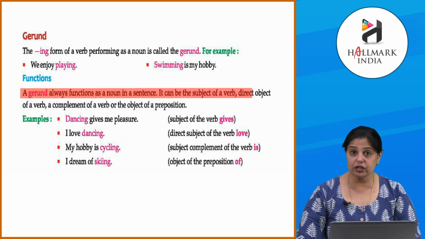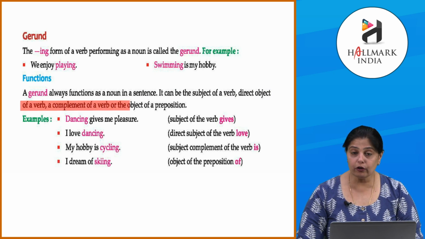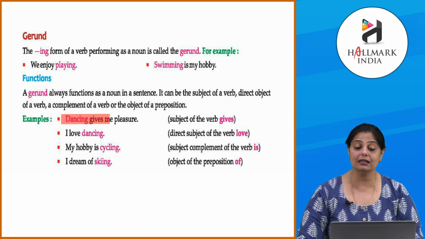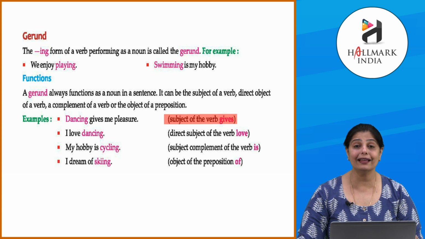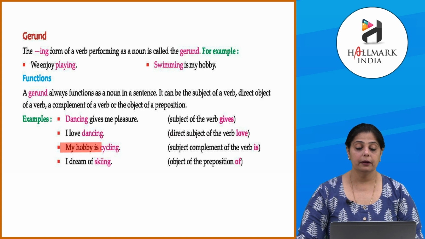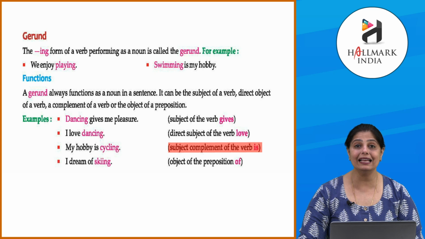It can be a subject of the verb, direct object of a verb, it can be a complement of a verb or the object of a preposition. जैसे dancing gives me pleasure. So, यहाँ पे subject of the verb क्या होता है? Gives. Okay. I love dancing. So, direct object of the verb love. My hobby is cycling. Subject complement of the verb is.